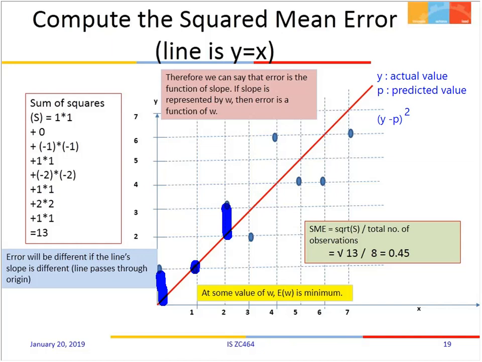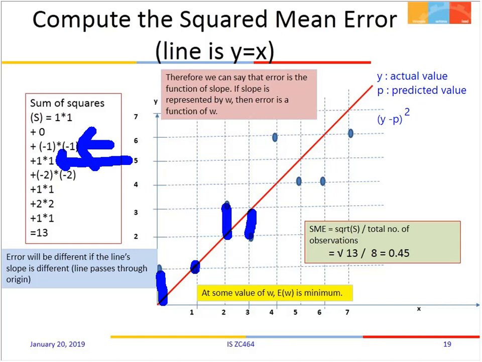So in this third sum you can make it as +1 into +1. Then the fourth is -1. So this -1 is actually going in the fourth sum. So -1 into -1 will be the fourth term in the sum.